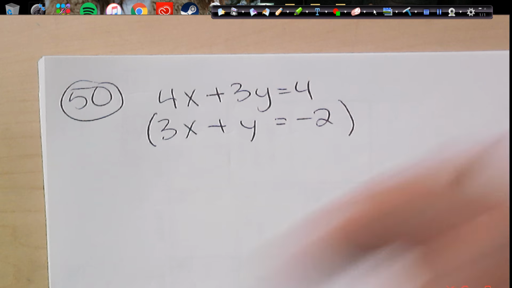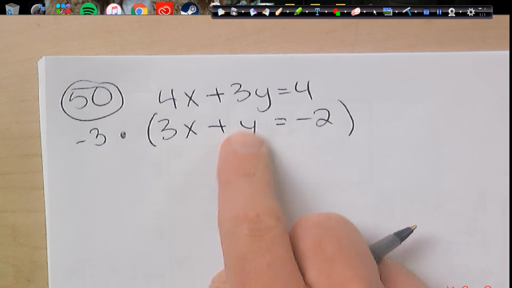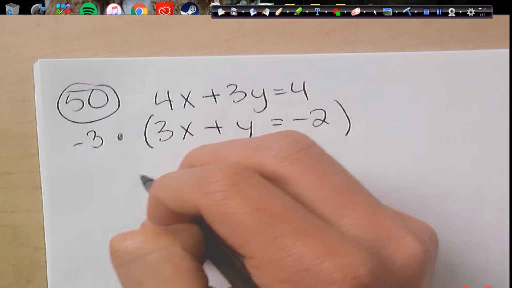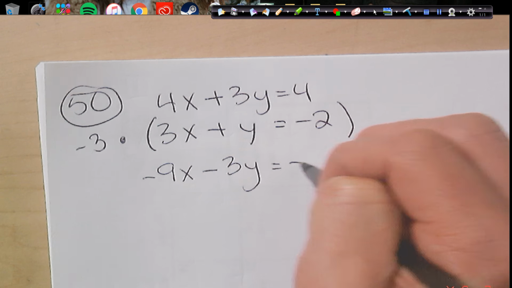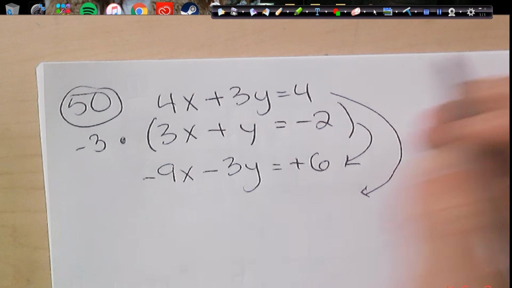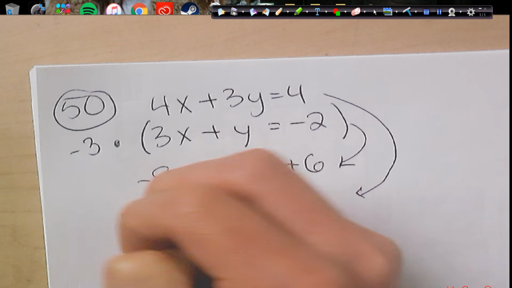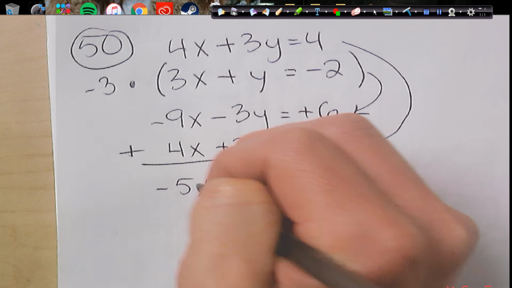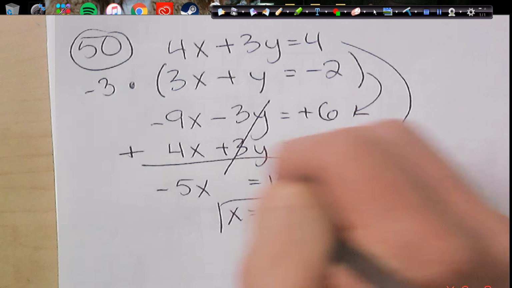I'm going to multiply this whole thing by a negative 3. The reason why I'm going to do that is this will cancel that guy out. So we're going to rewrite this equation as negative 9x minus 3y equals a positive 6. And then I'm going to bring this equation down. We're going to get 4x plus 3y equals 4. I'm going to add these two equations together. This is going to end up with negative 5x. This will cancel, and we'll get 10. x will be negative 2.